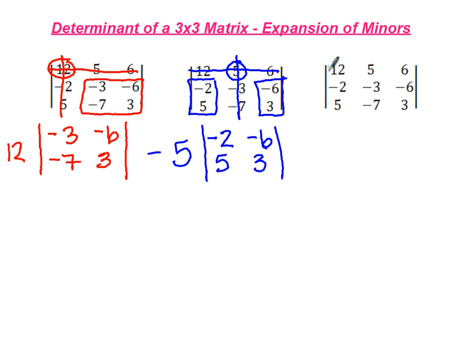My last minor can be found by eliminating the first row and the last column. So 6 is my coefficient. We're going to keep the sign of the 6 and find the determinant of the values that remain.